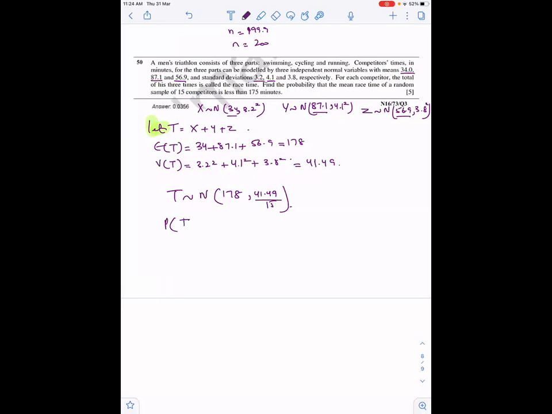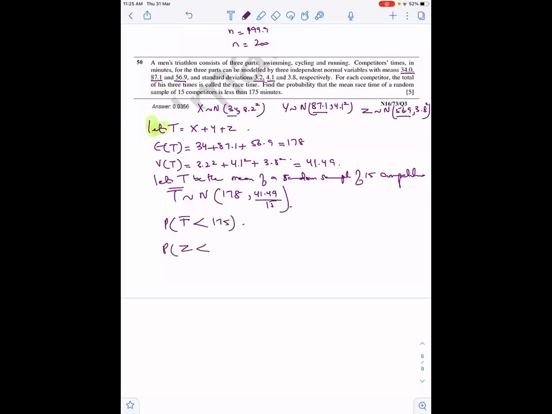Now probability. Let T be the mean time of a random sample of 15 competitors. So this is normally distributed with this. They are saying find the probability that the mean time of a random sample of 15 is less than 175. So it's going to be less than 175, which we have to find out.